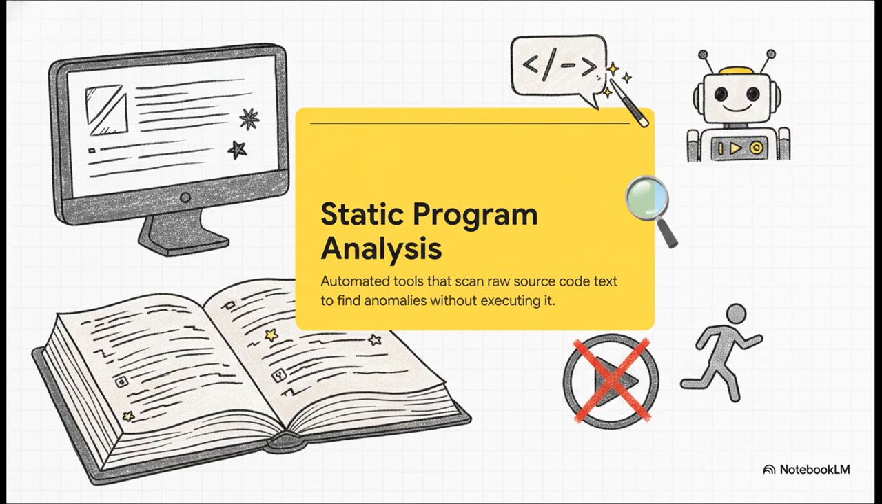Notice the contrast here. Testing requires running the code. Model checking requires building a complex state model. Static analysis is basically like a highly advanced spell checker for your code. It just reads the raw text of the program, looking for patterns that are known to cause bugs.